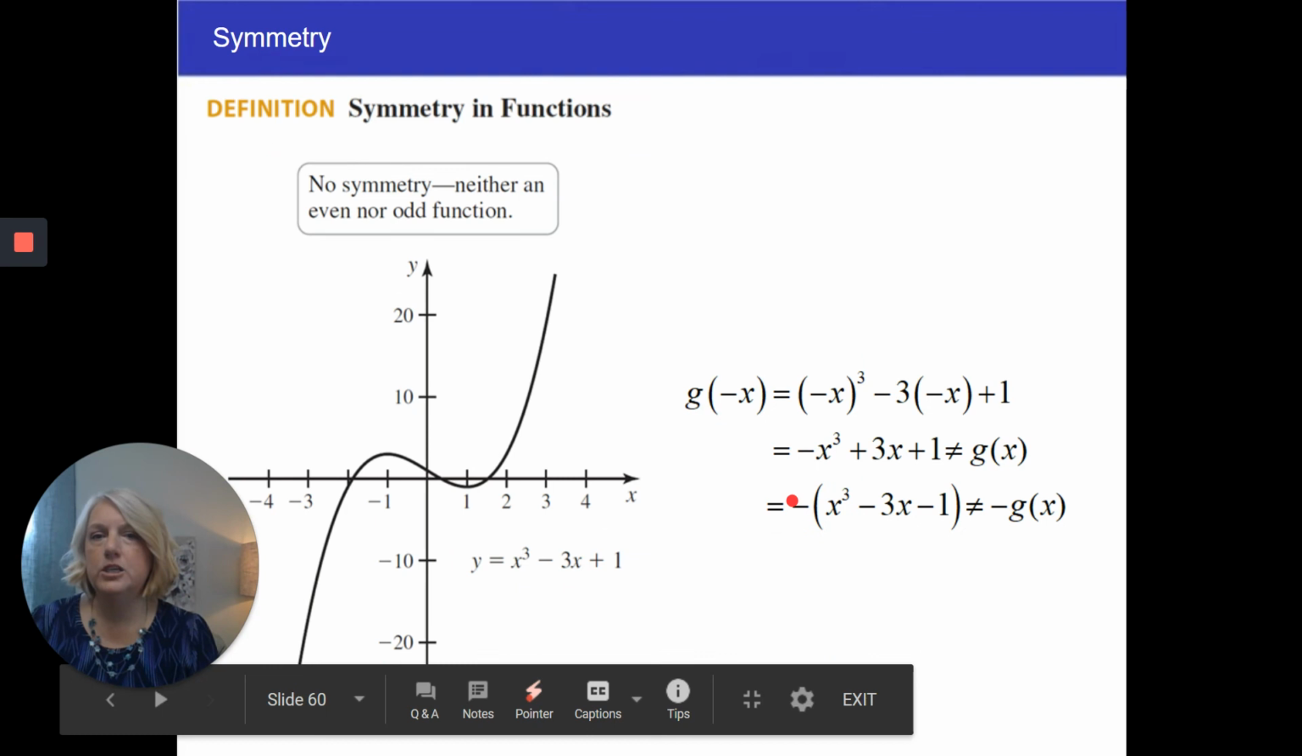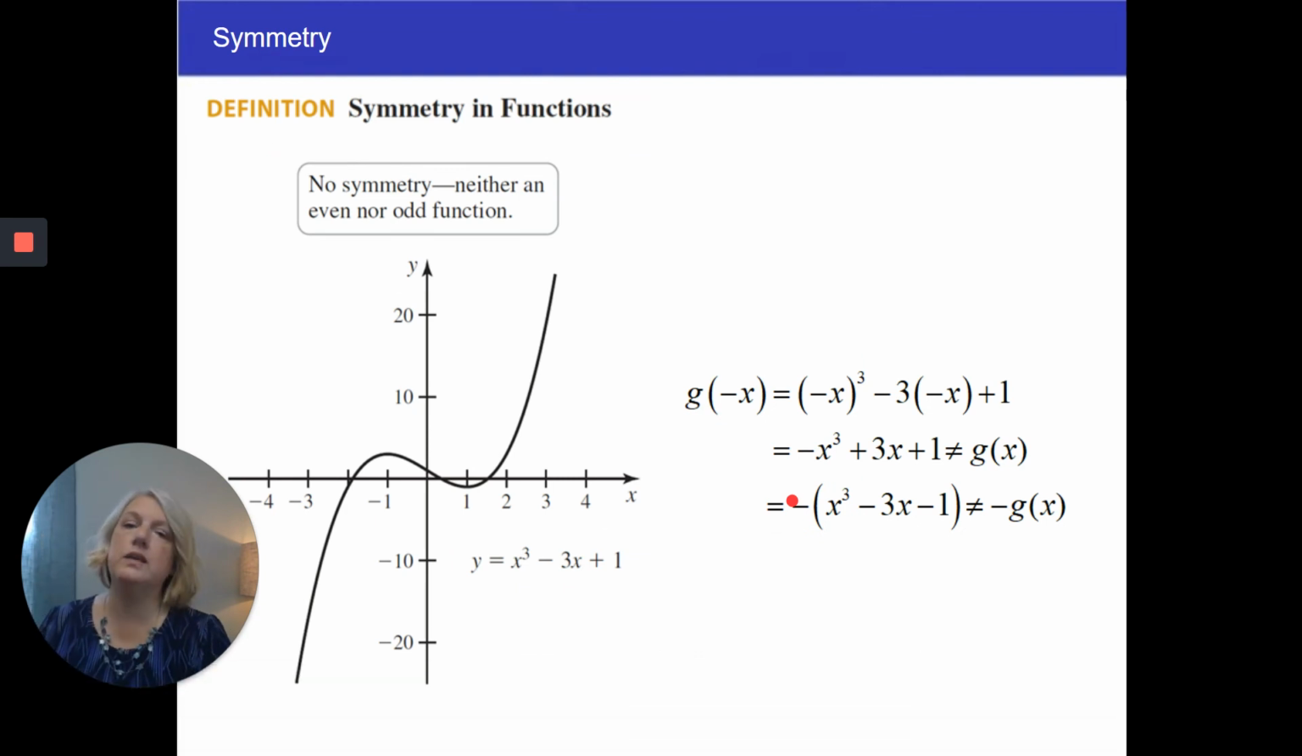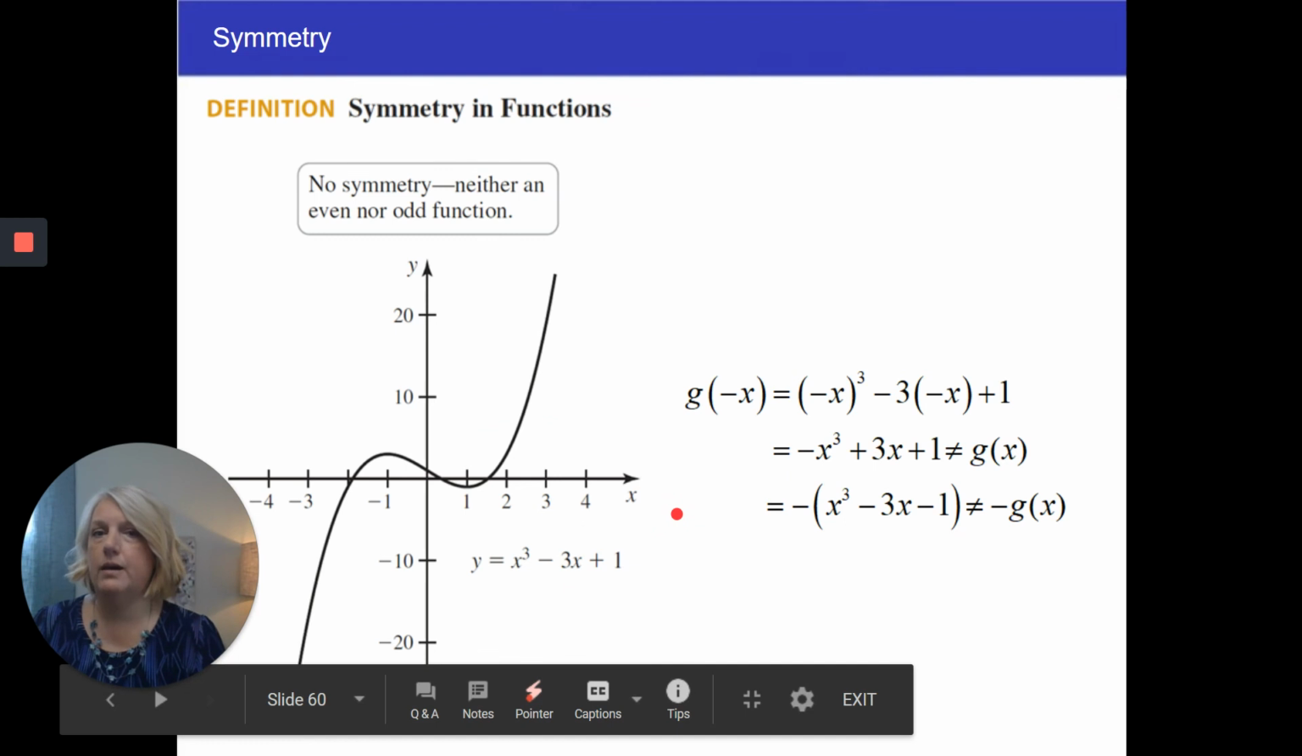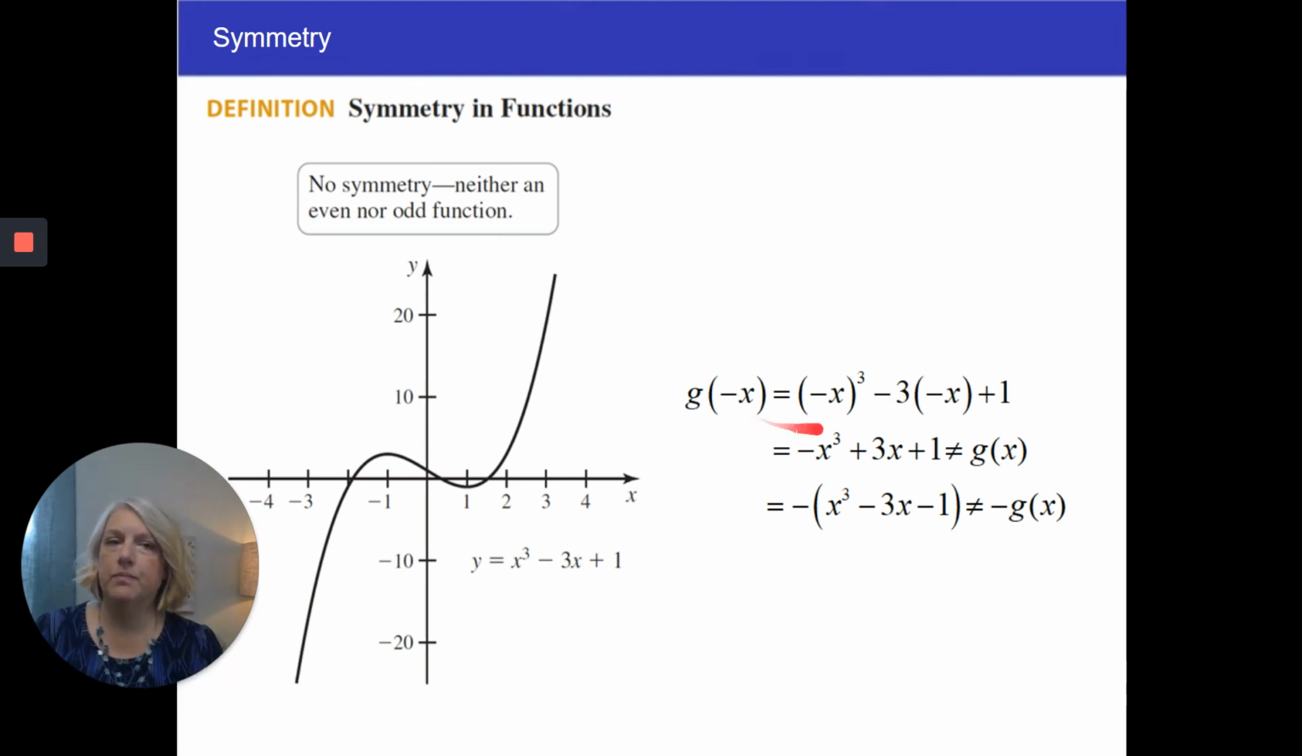And then we'll finish up with an example of a function that has none of these special symmetries. That doesn't mean there might not be a point somewhere in here that there is rotational symmetry about. But when we talk about symmetry in functions, we're really talking about the two specials: even over the y-axis, odd over the origin.